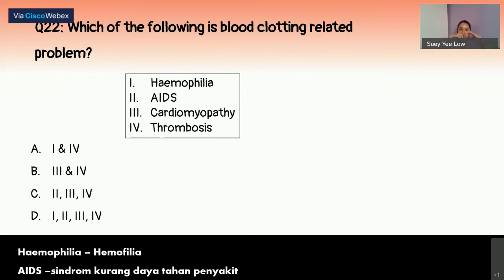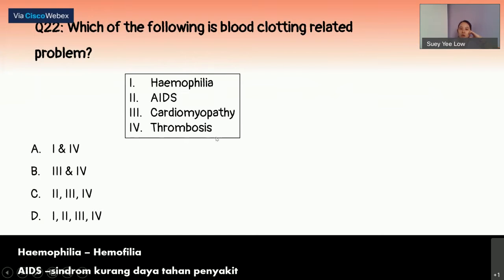Okay, you have to be careful. Hemophilia is a disease where there is a lack of blood clotting factors. AIDS is the one where a virus is attacking. Remember the virus HIV? Then three, cardiomyopathy means your heart muscle is having a problem. Then thrombosis is the one where too many blood clotting factors come out.